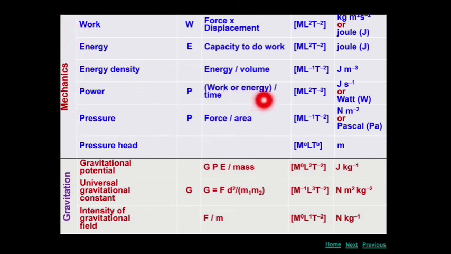So work by time. What is the dimensional formula for work? ML square T power minus 2 by another T. Simplify, we get ML square T power minus 3.